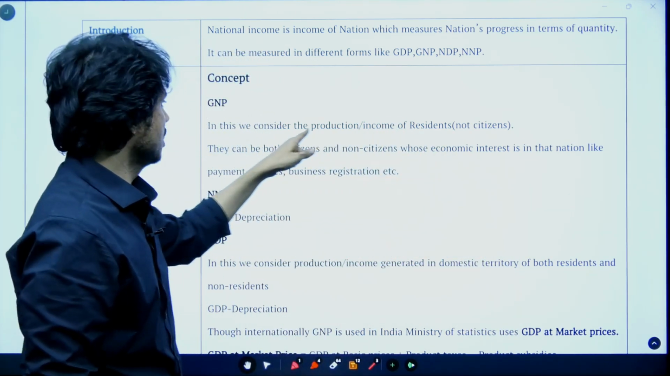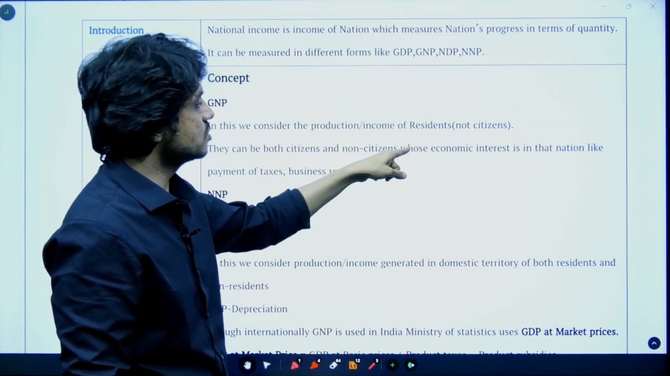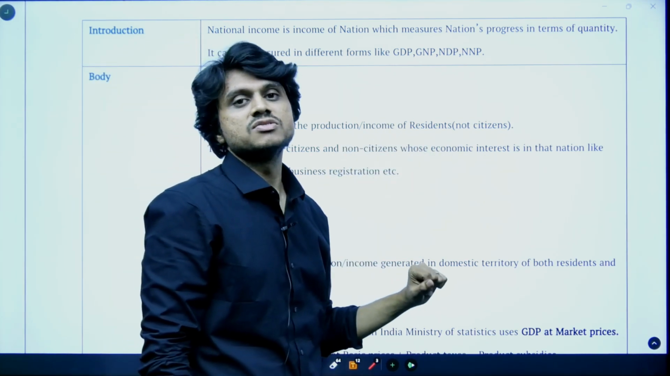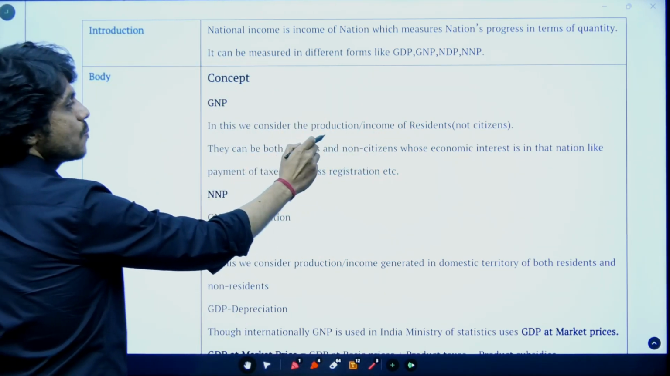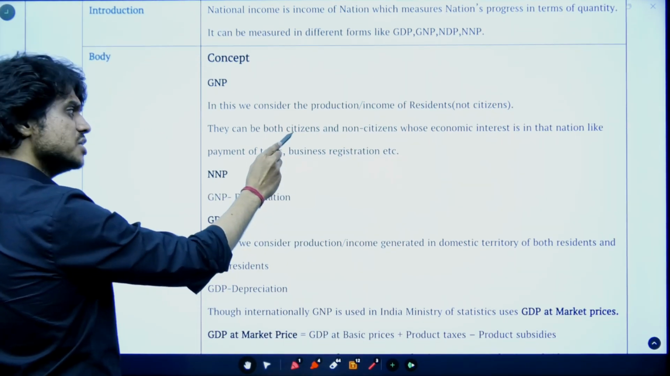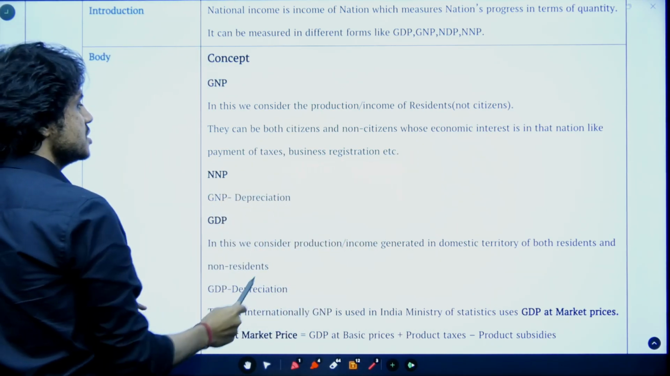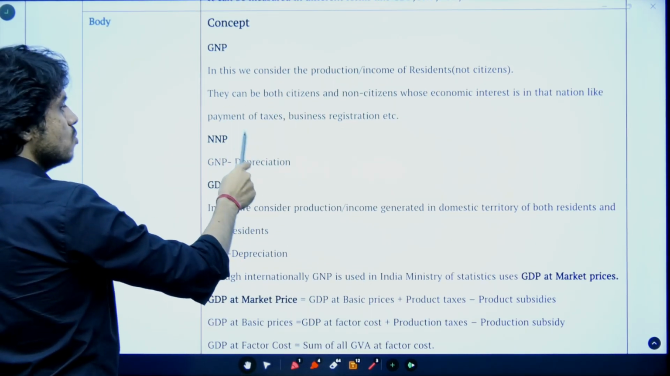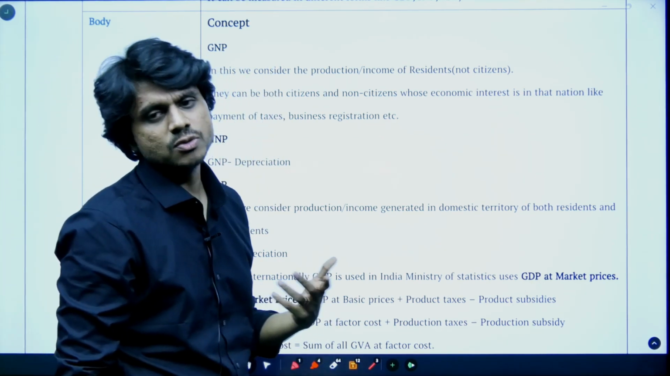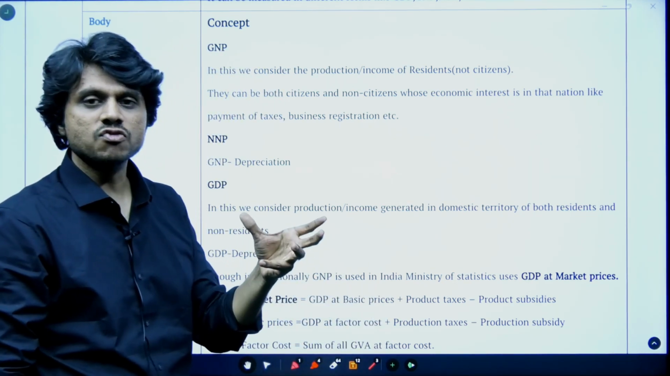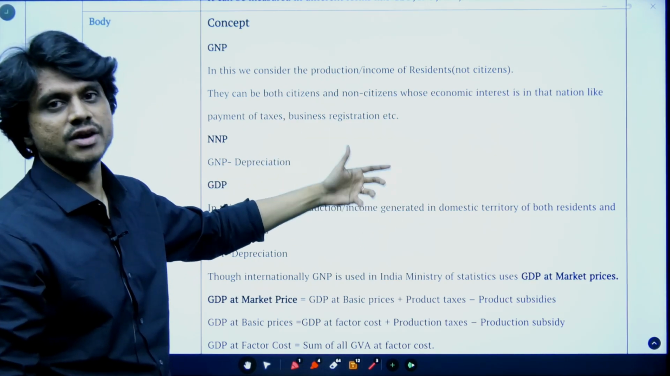So in these cases, when the GNP is calculated, they will calculate based on the residents. It is not based on the citizens, which is what people generally think for the gross national product. In this we consider the product or income of the residents. They can be both citizens and non-citizens whose economic interest is in the nation, like payment of taxes, business registrations, etc. Now, from whatever GNP value I got, if I remove the depreciation, the loss of value, let's say this board is there. After a few years, this board will not work in the same way, right? There will be depreciation.